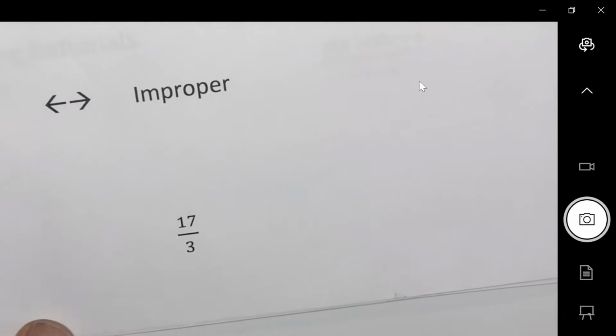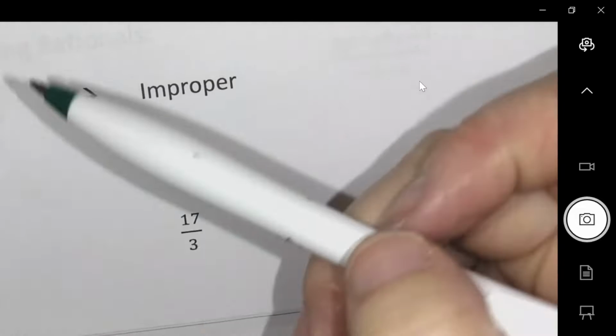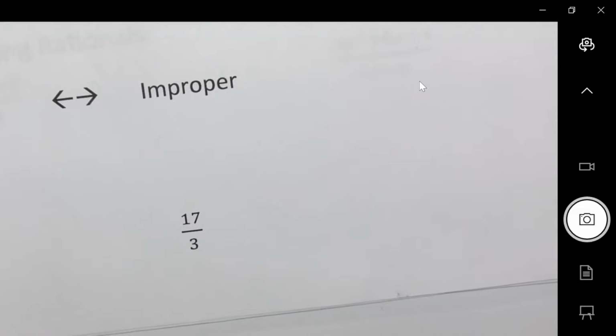You may have done this in the past. This is called a mixed fraction and this is called an improper fraction. How do I go from a mixed to an improper?